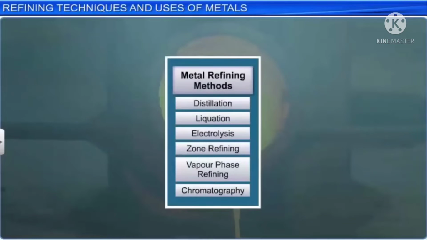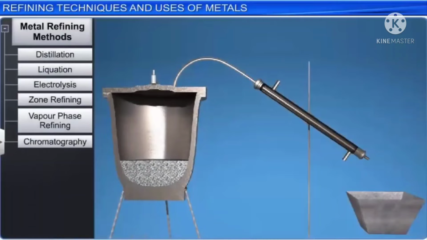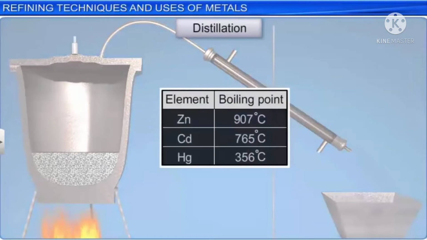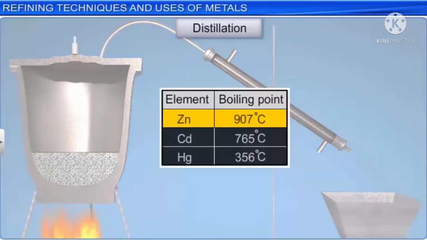Depending upon the nature of the metal and the impurity present, various refining methods such as distillation, liquation, electrolysis, zone refining, vapor phase refining, and chromatography are used. Let's look at each one of these techniques in detail. First, let us study distillation. This process is used to purify metals with low boiling points, such as zinc, cadmium, and mercury.